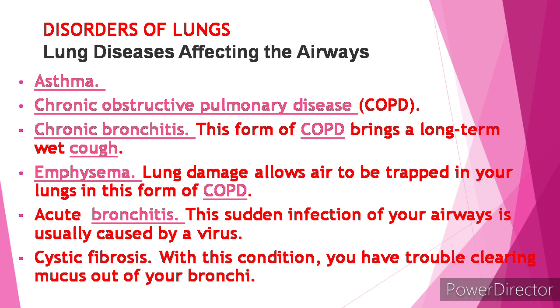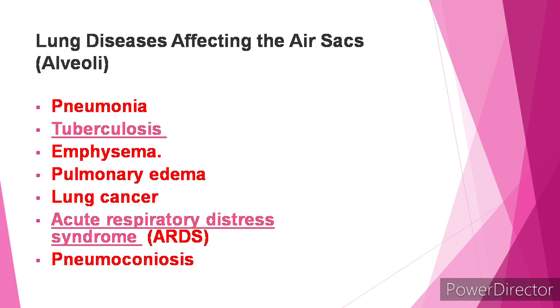Emphysema is lung damage that allows air to be trapped in the lungs. It is a form of COPD, and trouble blowing air out is its hallmark. Acute bronchitis is a sudden infection of your airways, usually caused by a virus. And cystic fibrosis, in this condition you have trouble clearing mucus out of your bronchi, and this leads to repeated lung infections.